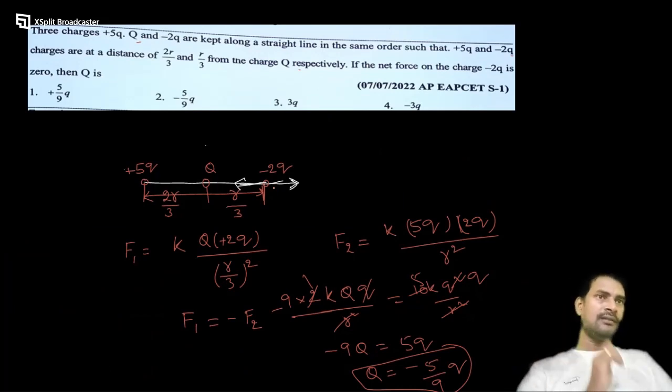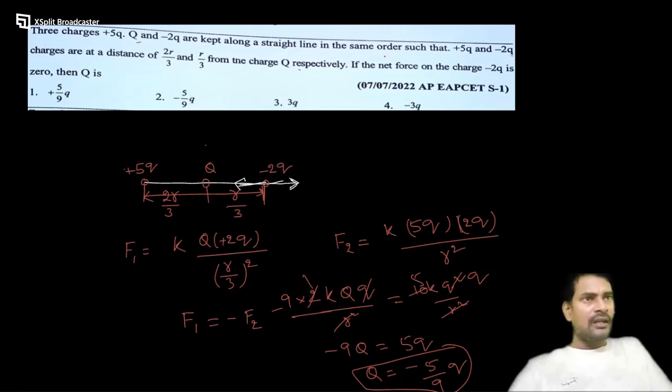Three charges 5q, capital Q and minus 2q are kept along a straight line in the same order such that plus 5q and minus 2q charges are at a distance of 2r by 3 and r by 3 from the charge q respectively. See, here you have to remember the same order. So whatever the order that was given, you have to arrange the charges in the same order.